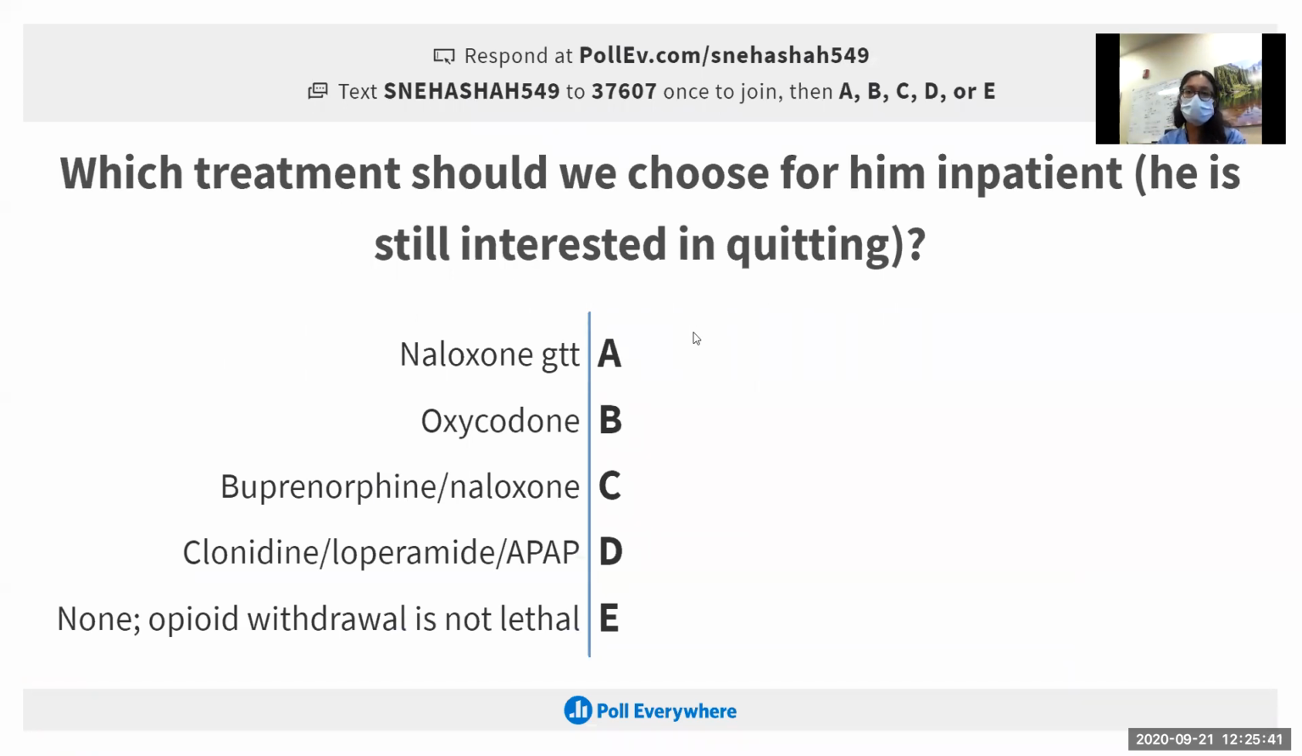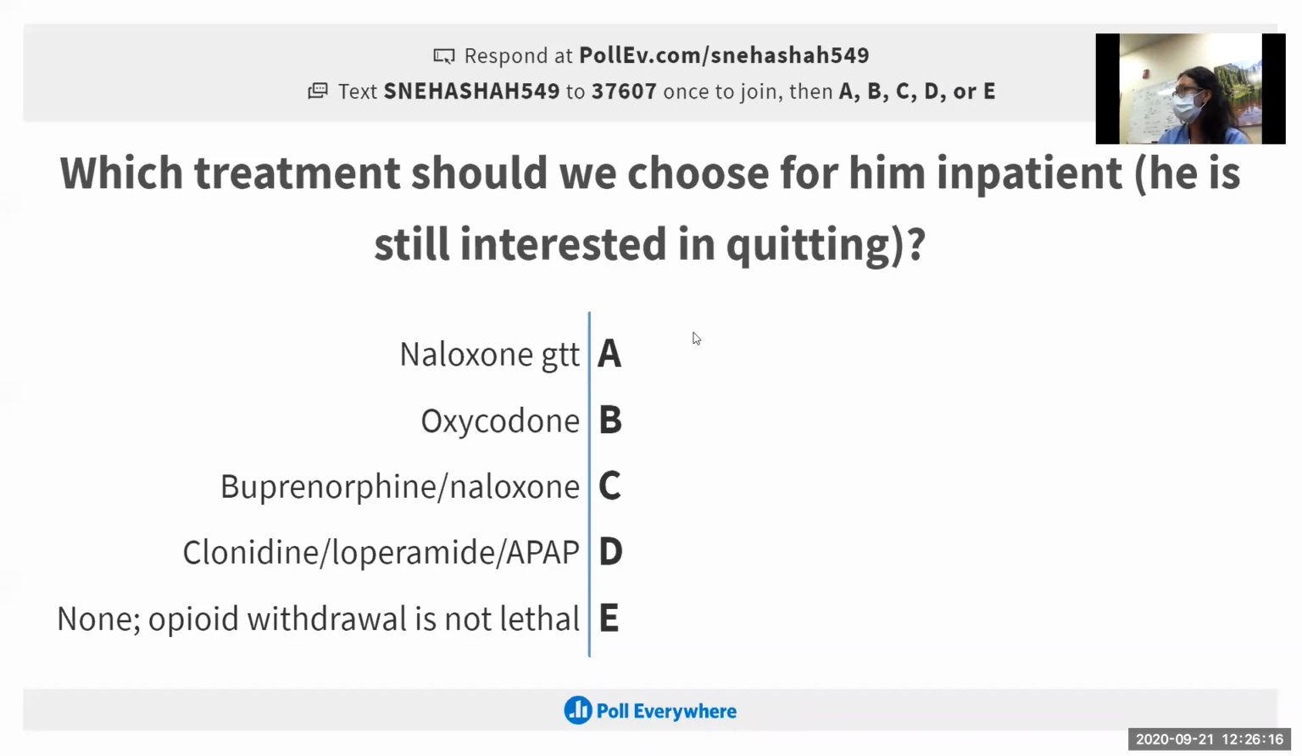Okay, so in the inpatient setting, he says he's still interested in quitting and he's glad that he's here. So which medication will you choose for him now to treat his use disorder? And he's telling you, so this is some hours into his admission and he's starting to feel like he's withdrawing.